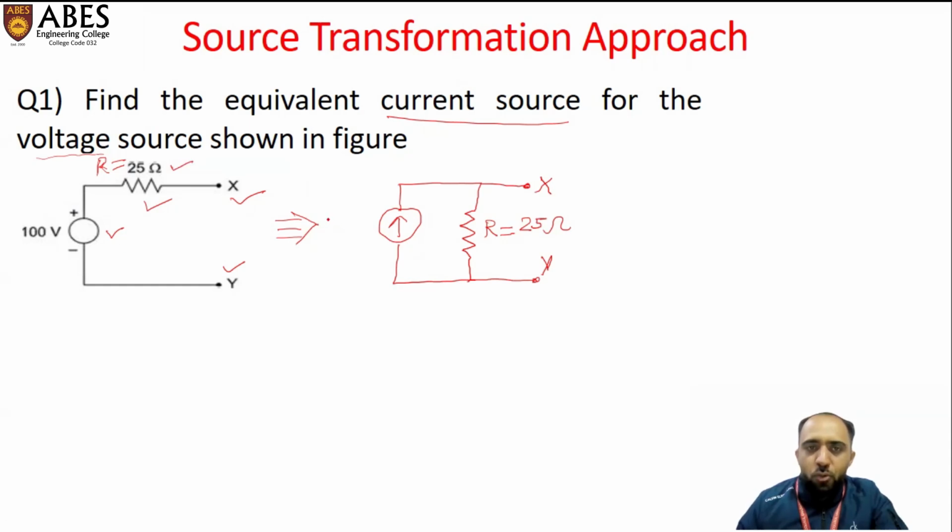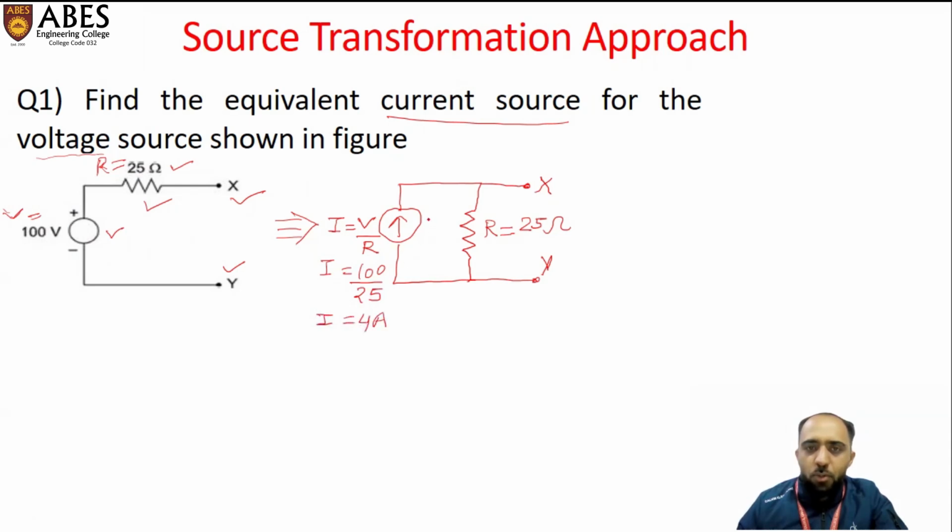Now, what will be the value of the current source? So let's talk about that value. This value is quite important. I is equal to V by R. As per Ohm's law, we can write mathematically I is equals to V by R. Actually, V is given 100 volt and R is 25. So we can easily determine I is equal to 100 divided by 25. That means current is equals to 4 ampere.